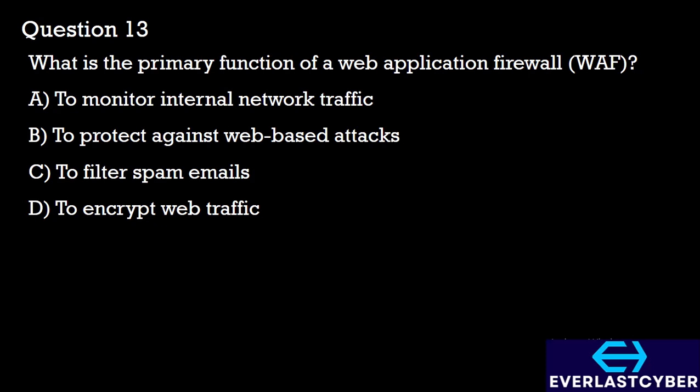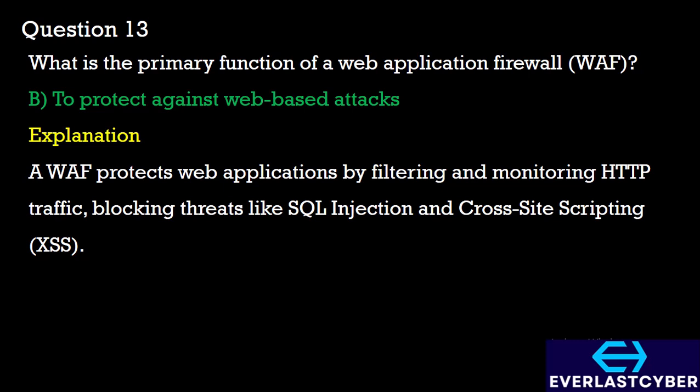In option C, spam email filtering is done by email security solutions and not the web application firewall. While in option D, encryption of web traffic is done through the SSL/TLS protocols, but not the web application firewall. So the primary function of a web application firewall based on the options we're given is option B, to protect against web-based attacks like SQL injection and cross-site scripting.